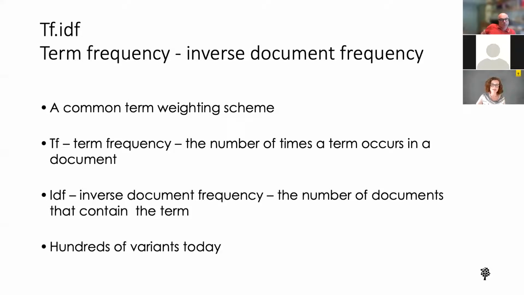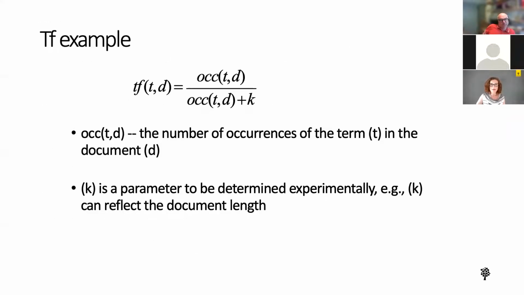And there are hundreds of variants of this today, and we can really look at our example. But first, looking at the formula, the TF part of TF-IDF is really the number of times the term T appears in the current document divided by the same plus K. And K is heuristically derived parameter, so a number that indicates something. It can indicate, for example, if the term is found in title, it should be given a higher weight.